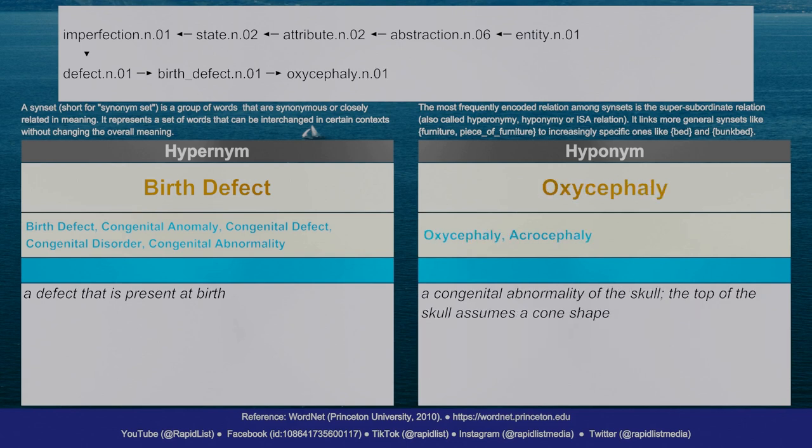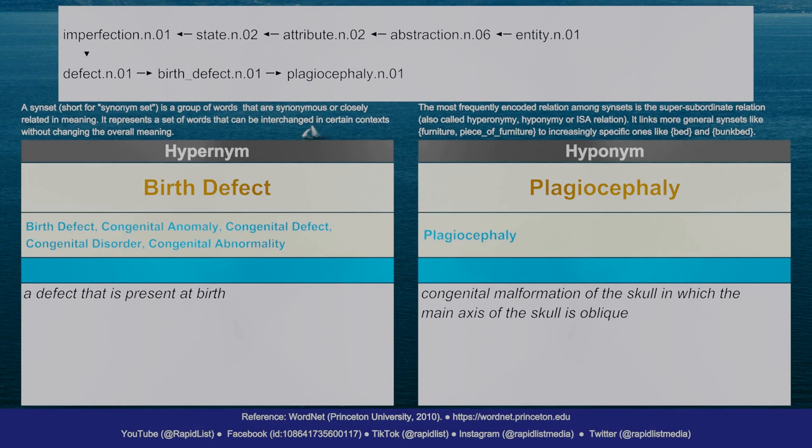Oxycephaly. A congenital abnormality of the skull, the top of the skull assumes a cone shape. Plagiocephaly. Congenital malformation of the skull in which the main axis of the skull is oblique.